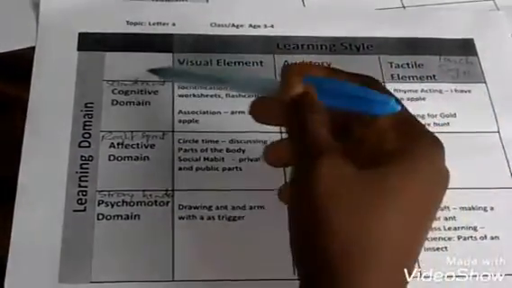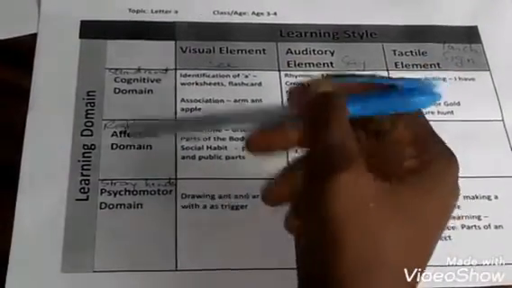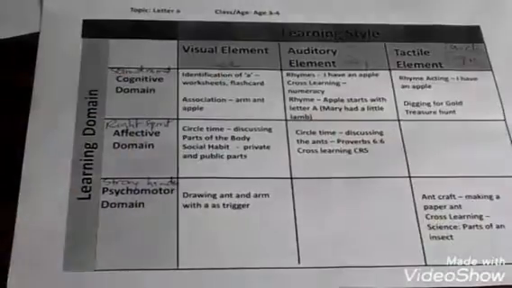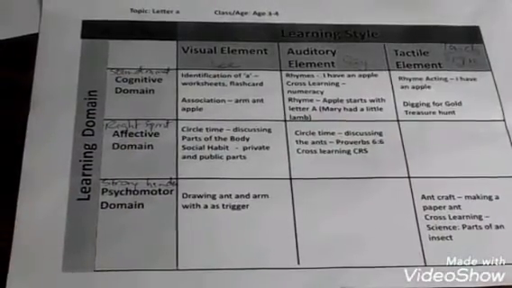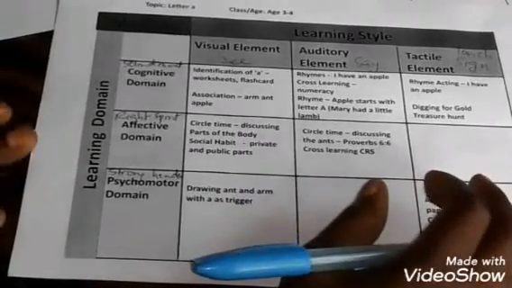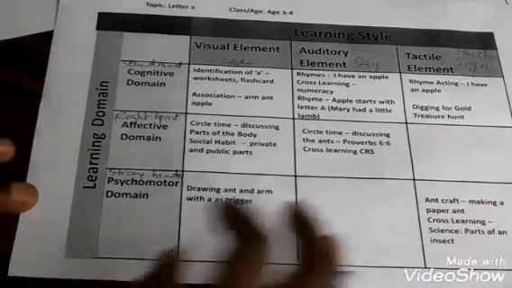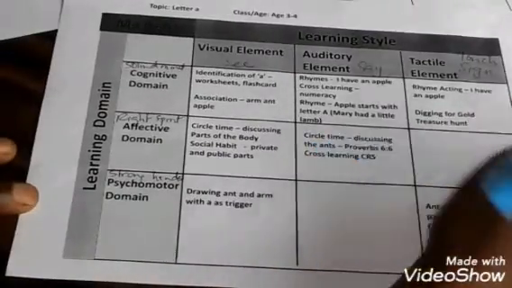You can see the learning styles on the column, and then we have the learning domain on the rows, so that by the time you plug in activities in all of these boxes, you would have been able to effectively develop content that takes cognizance of all these elements.